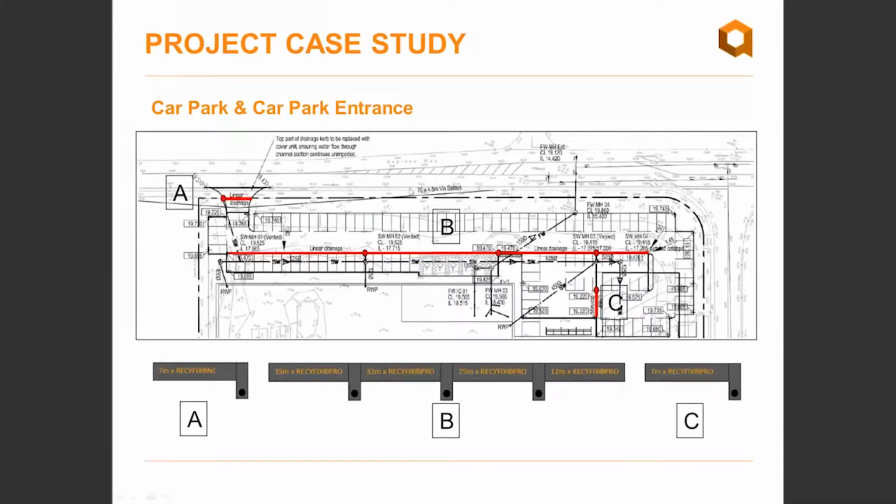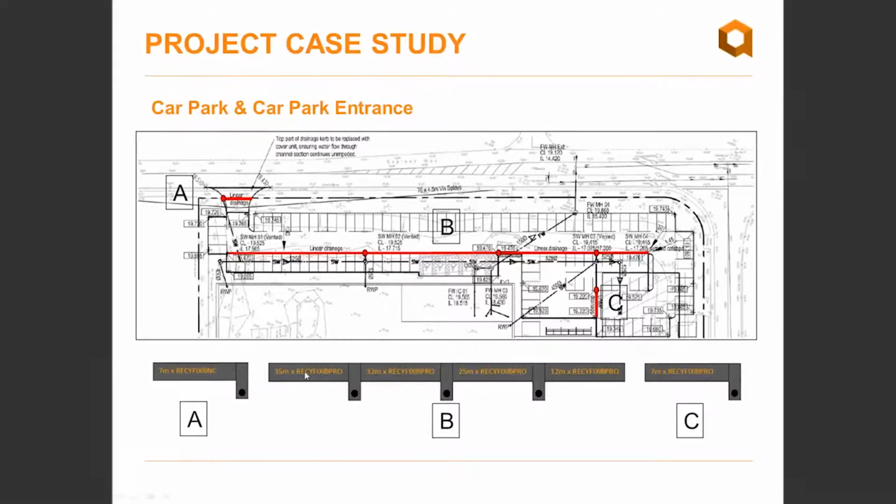Here you see the layout of trench drainage in the car park and car park entrance. So here you see the short run of Resifix NC for the entranceway with a catch basin. Then you have a longer run of Resifix Pro with 3 separate catch basin outlets, and then a shorter run as well of Resifix Pro. And you see these are all constant depth units.